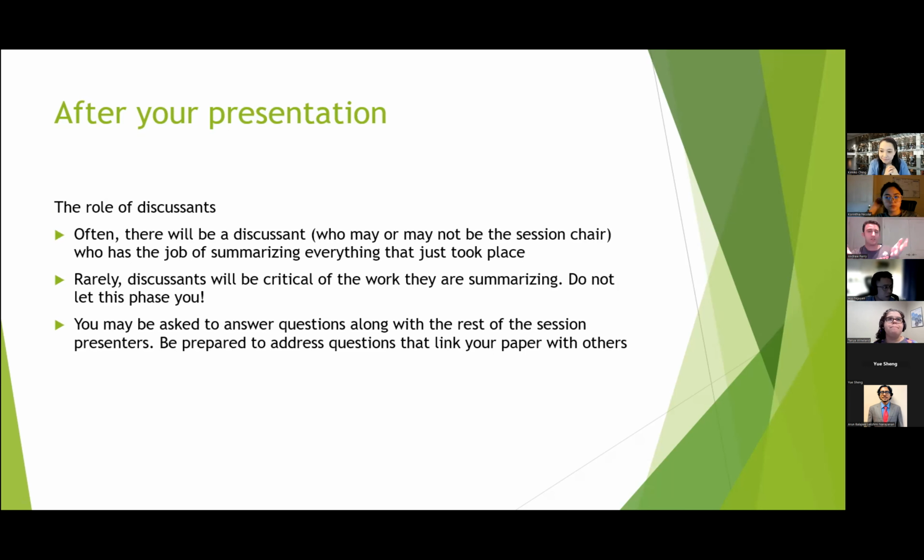There again, the discussant's job is to synthesize, and they may synthesize a number of ways. And then lastly, you may be asked to answer questions along with your other session presenters. You answer questions at the end of your individual session and your individual talk. And at the end of everything, there's a general Q&A session, and you may be presented with questions that have to do with not just your talk, but other people's talks.